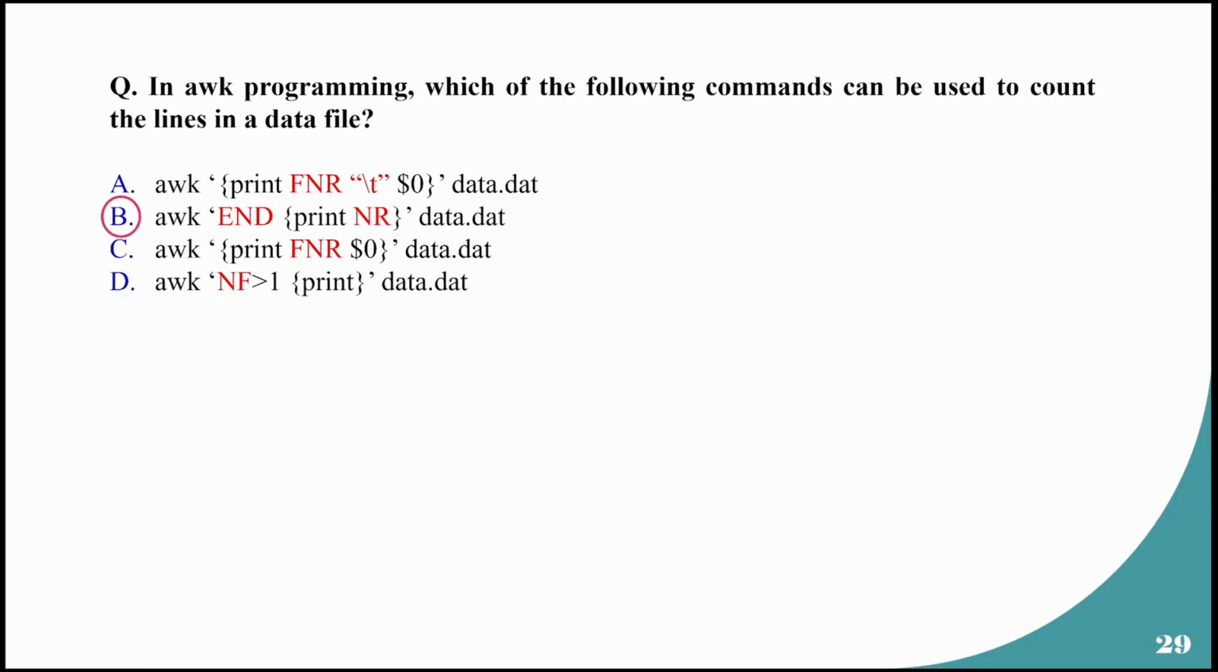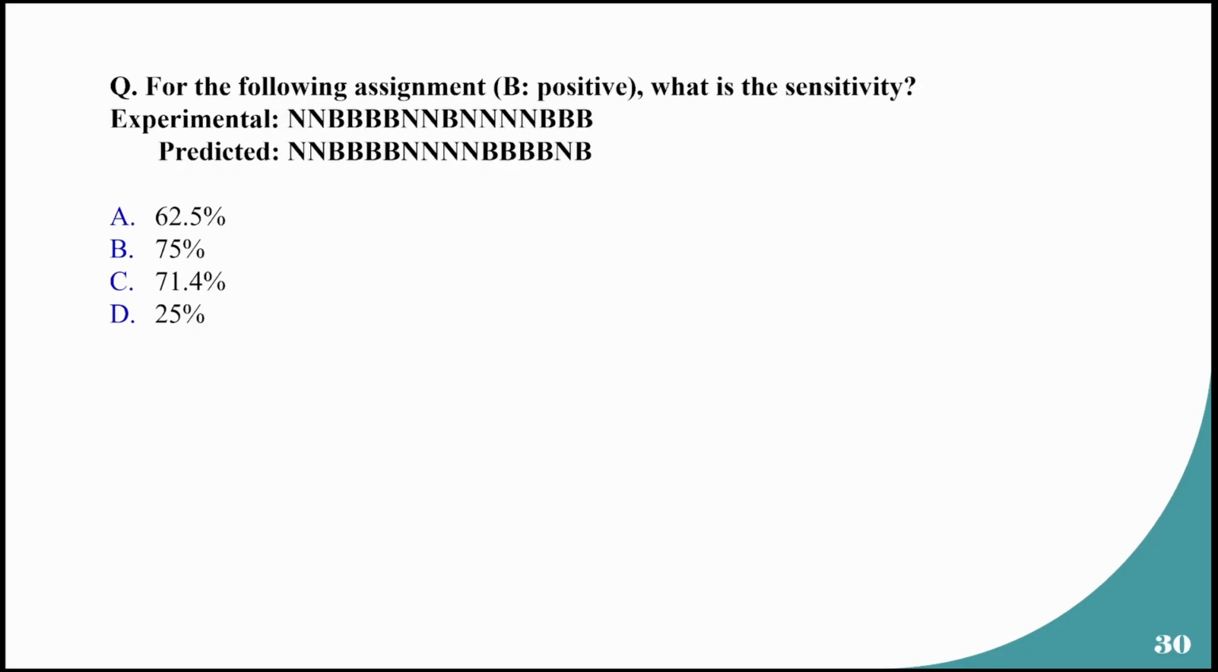So yeah, as all of you said, it was option B, which would give us the count of the lines, how many rows there are basically. Okay, yeah. So if you try to solve this particular question using all of the formulas that we learned earlier, it is asking, in the following assignment, so the assignment is basically your experimental assignment and the predicted assignment by the machine. So that is given here.